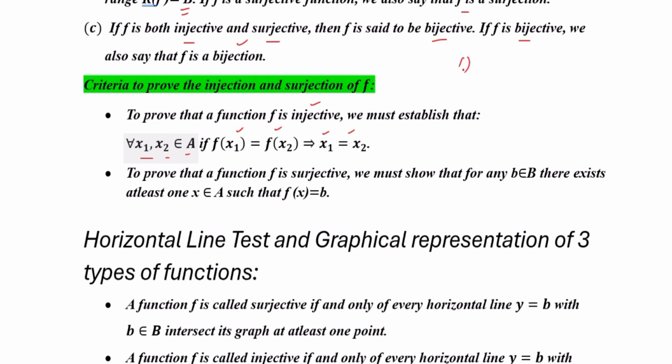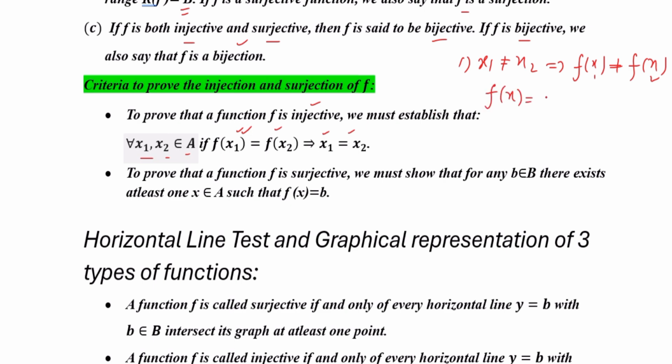One of the ways, if you take x1 not equal to x2, then you need to prove f of x1 is not equal to f of x2. The other criterion is this: if you take images that are equal, then you need to prove their pre-images are also equal. We discuss a simple example of the identity function here.